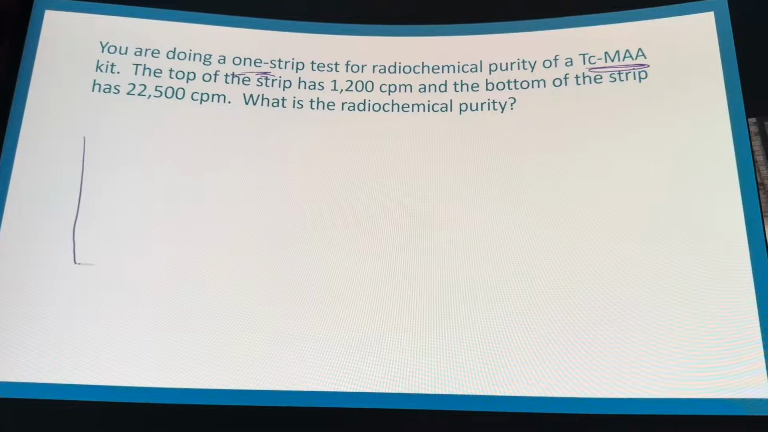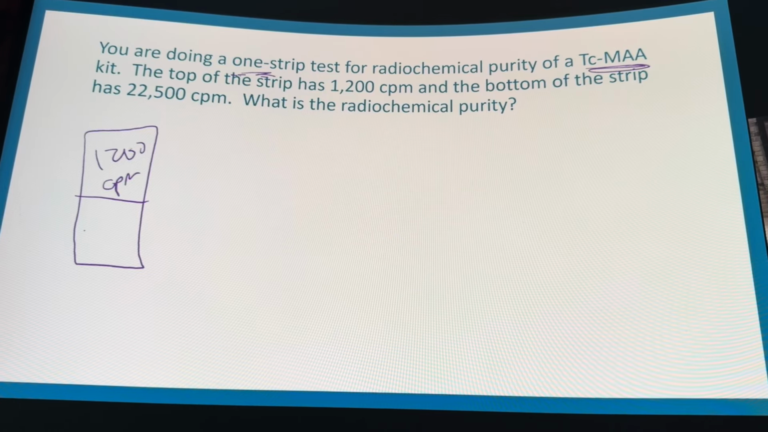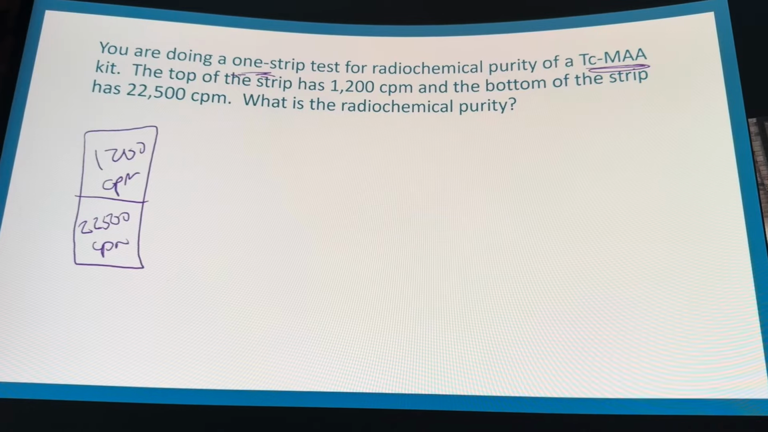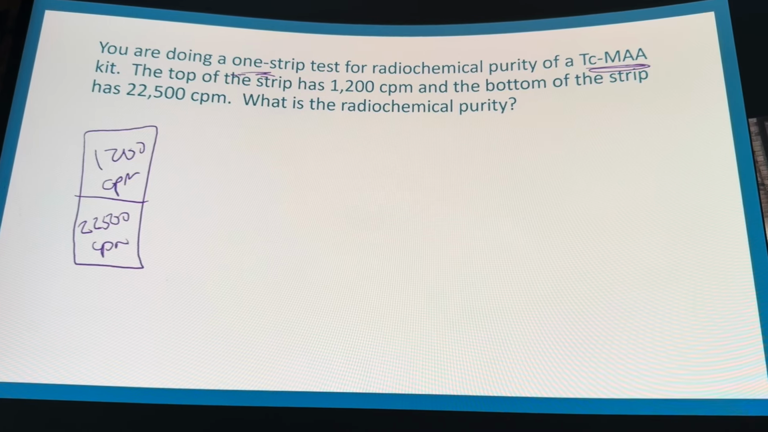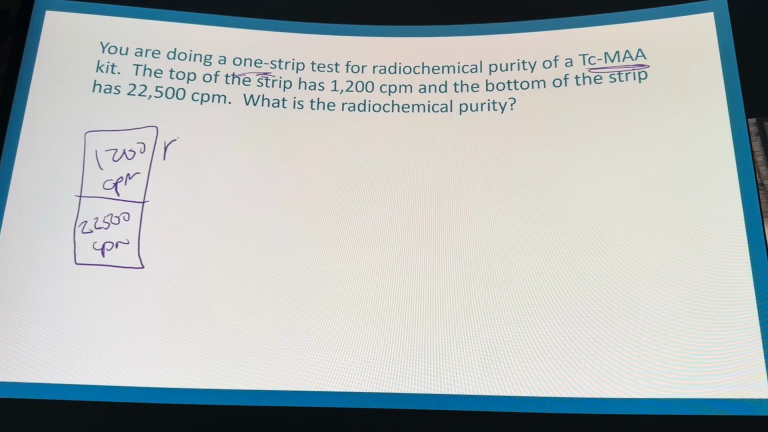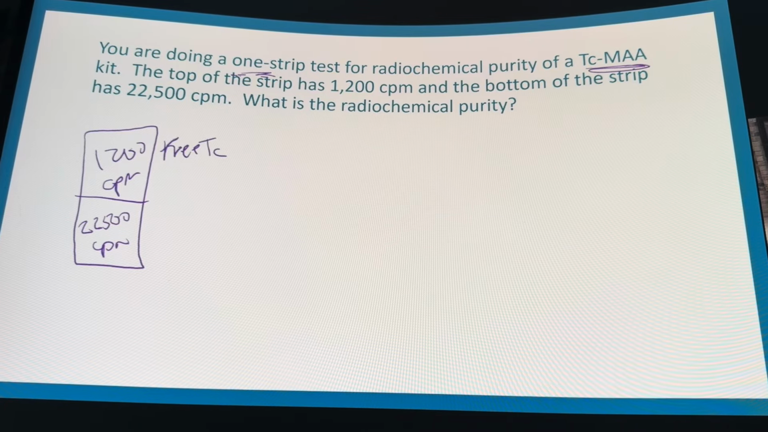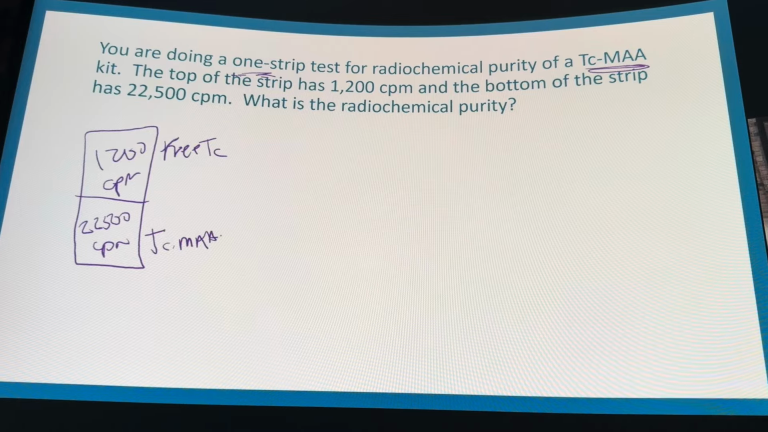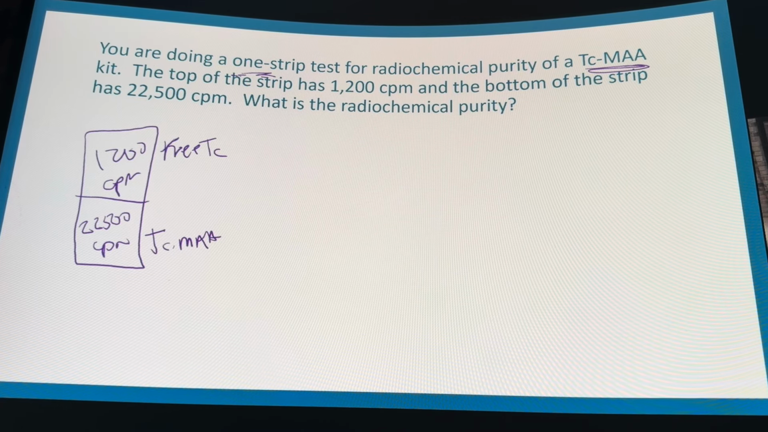The top of the strip, we'll draw a picture, the top of the strip has 1200 CPM, and the bottom of the strip has 22,500 CPM. Now the rule is that free tech goes to the top, because it's free to fly away. So that means that this top is free tech, and the bottom is Tech MAA. I'm going to find the percent radiochemical impurity. I want to find the percent of free tech.